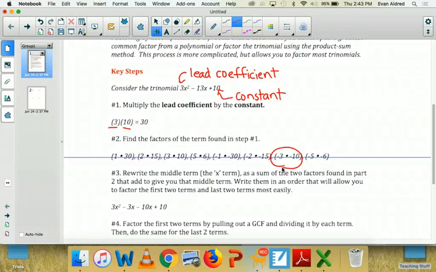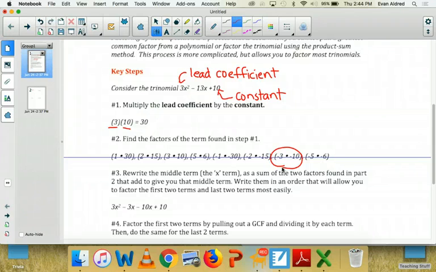You have to decompose, if you will, the middle term, and you're going to write it as the sum of those 2 factors you've identified as adding to the middle term. So we're going to rewrite negative 13x as negative 3x plus negative 10x. But we have to be careful on order.